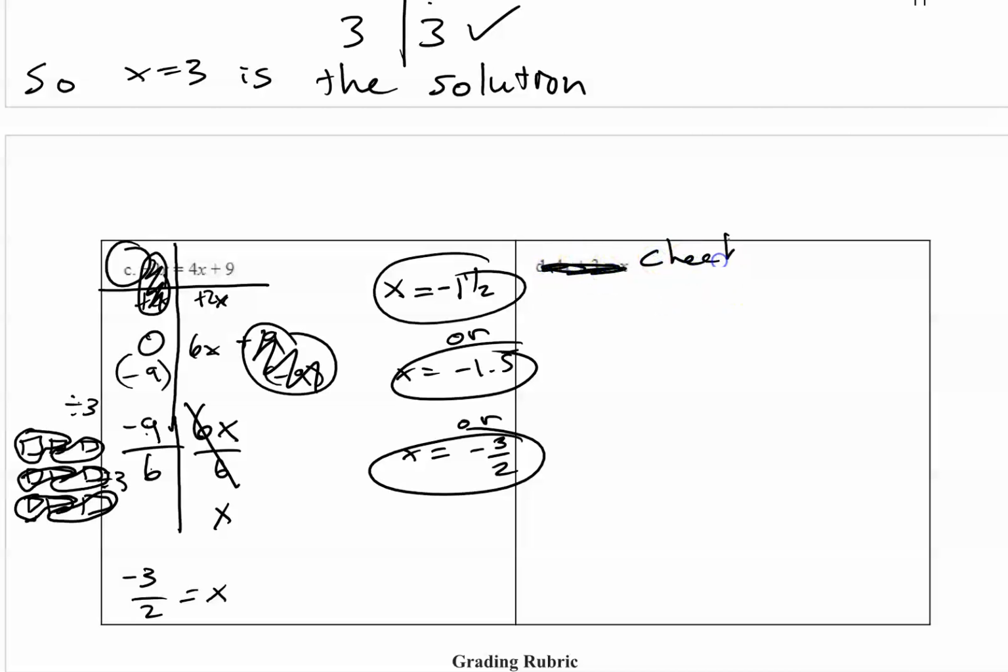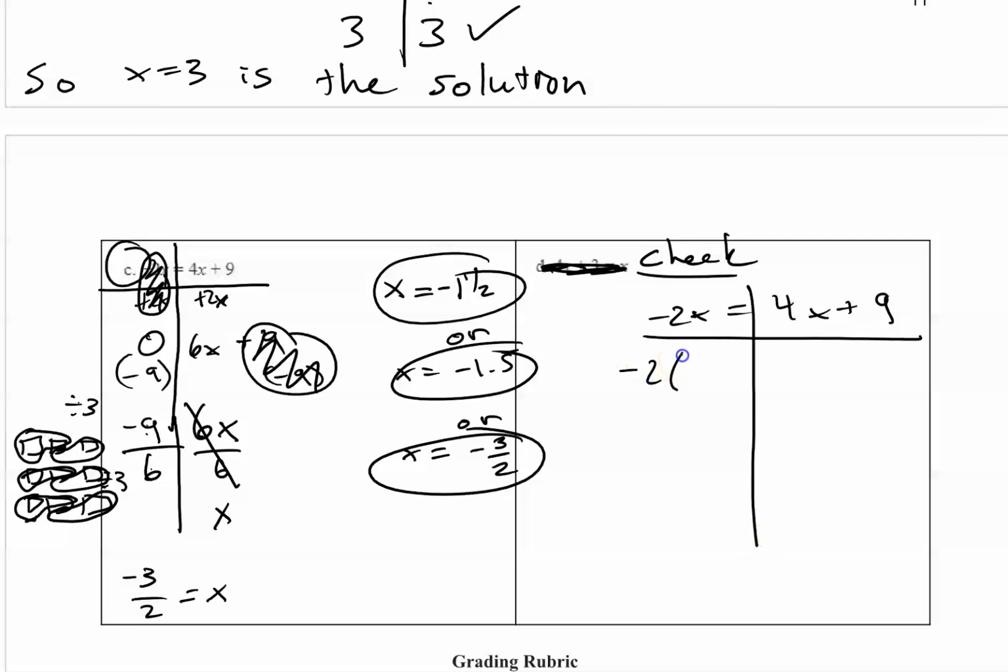So I need to check my work, and I ran out of space. I'm going to do it over here. Negative 2x equals 4x plus 9. Negative 2 times negative 3 over 2. And then on the other side, you got 4 times negative 3 over 2. So we're checking our work. Plug in x as negative 3 over 2. All right, now on the left side, you might need a calculator for this. The way I think about it is when you have a whole number times a fraction, you put the whole number over 1, and you multiply straight across the top. 2 times 3 is negative times negative, 6. And on the bottom, 1 times 2 is 2.